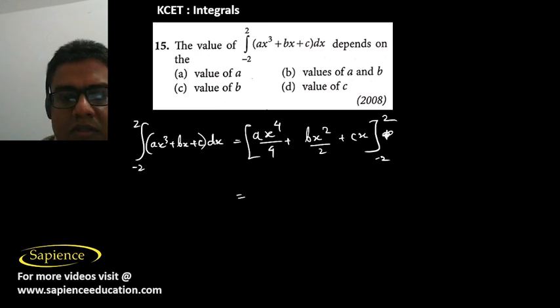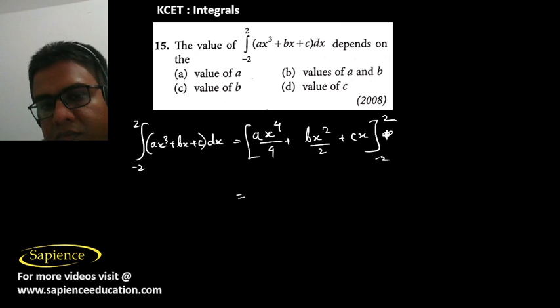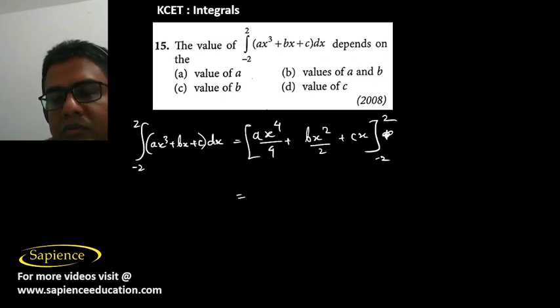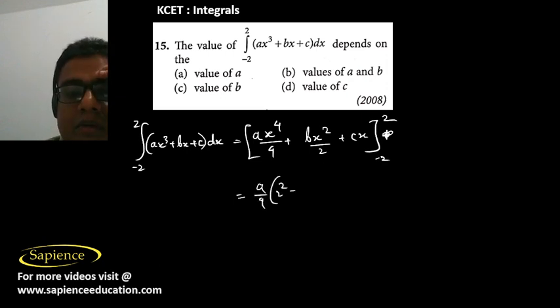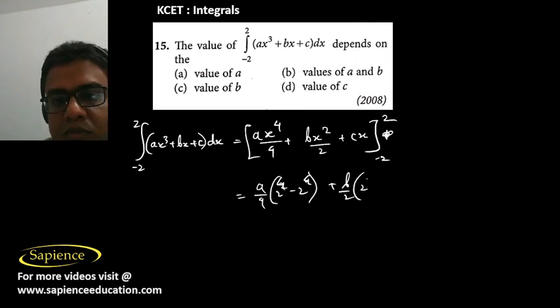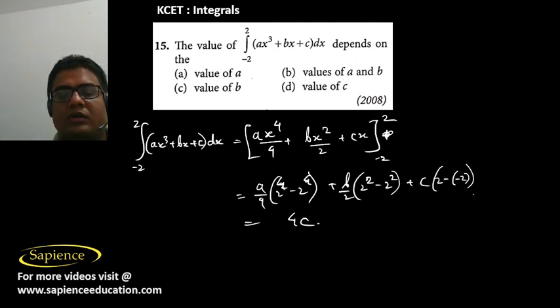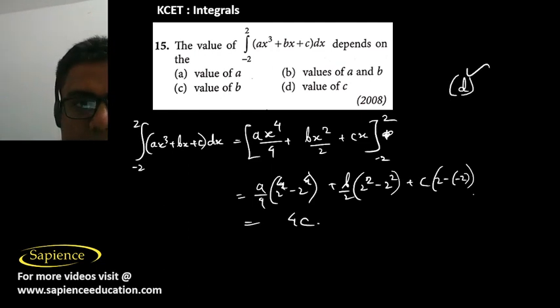So this will become 0. This will also become 0. This will be a by 4 into 2 power 4 minus 2 power 4, then plus b by 2 into 2 square minus 2 square, plus c into 2 minus of minus 2. So this will become 0. So this is 4c. So it depends only on the value of c. So option D is the correct answer.